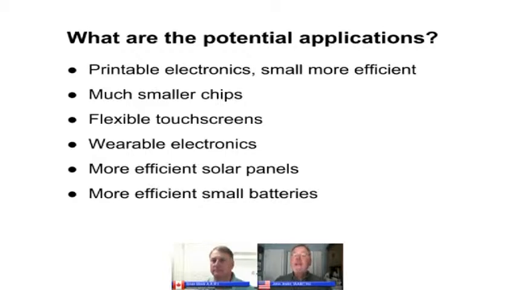So what are the potential applications? Nano-level electronics, smaller and more efficient. This means that diodes and transistors can be made only a few atoms thick. They also do not retain heat like silicon, so they can be stacked together. These can be made through an inkjet printing process, which means that printed electronics can be put onto fabric, so wearable electronics are now a real possibility. As you saw in the video, printing onto a flexible substrate, they can create flexible touchscreens. We shall see this application in the market in a very few years.